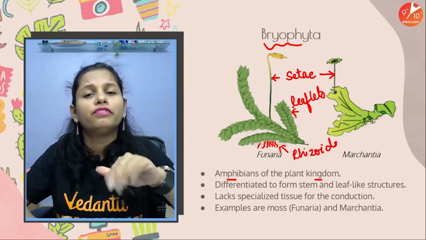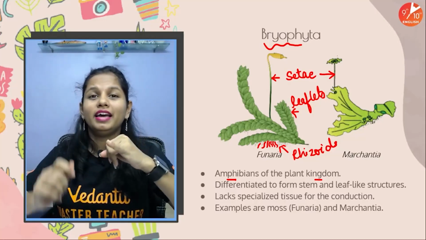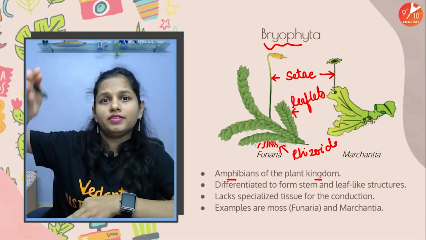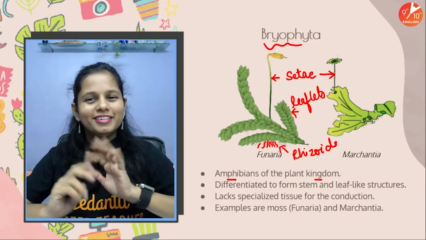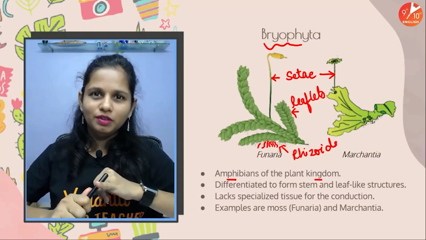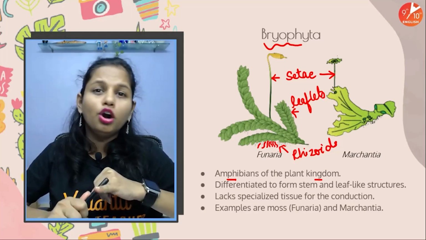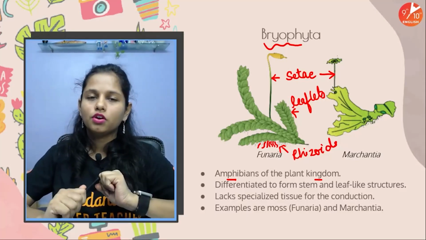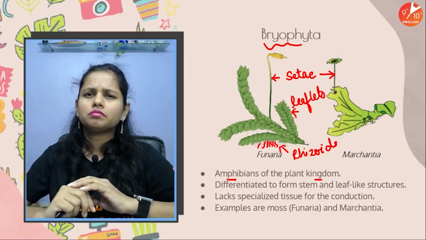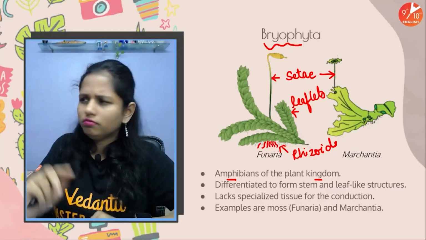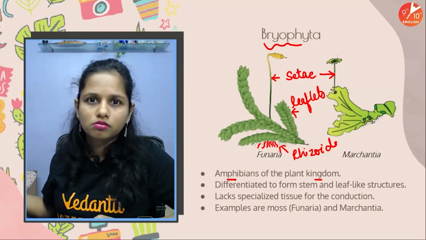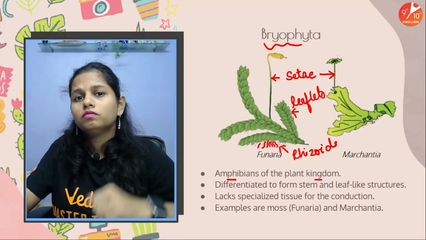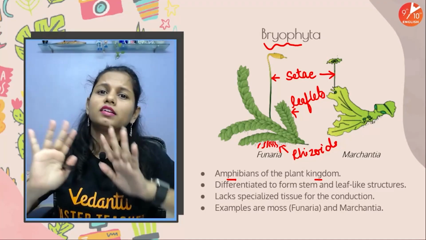The plant body is not well differentiated into root, stem and leaves, but they have root-like, leaf-like and stem-like structures present. So yes, they are the amphibians of the plant kingdom. Then again, these are very tiny. We see mosses growing on brick walls. They are very small, very tiny, and that's the reason why, just like Thallophytes, they lack conducting tissues.